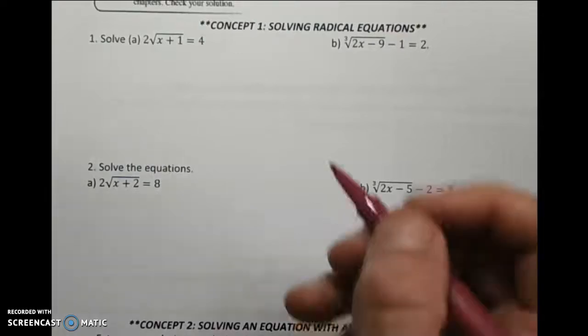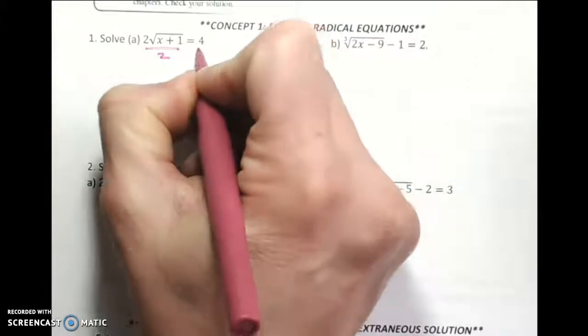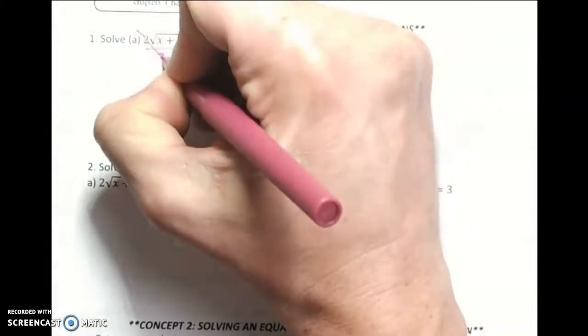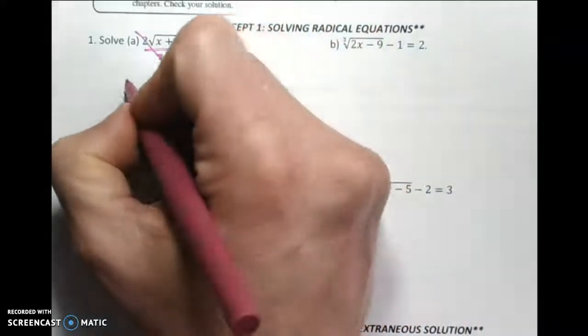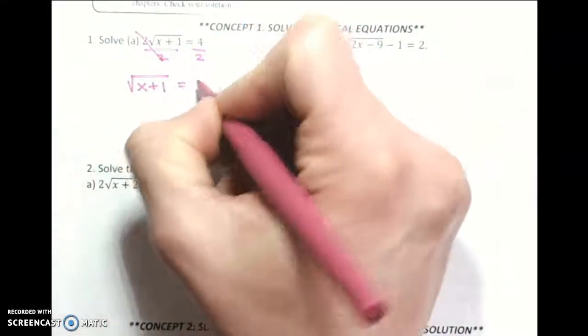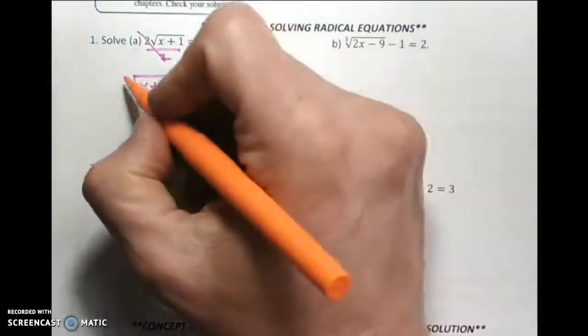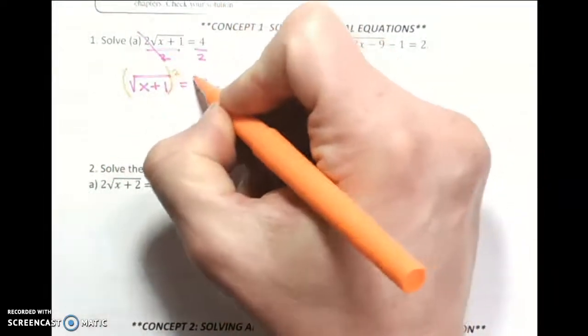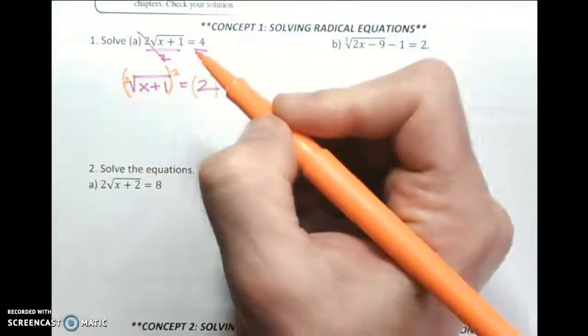Okay, so step 1, you want to isolate the radical. So in this 1a, I'm going to divide by 2 to both sides of the equation, getting rid of that 2 in front of the radical. And now I get the square root of x plus 1 equals 4 divided by 2, which is 2. Alright, next, what I'm going to do is basically raise both sides to the power of 2. The reason I raise it to the power of 2 is because really this is the square root, right? There's really an imaginary 2 there.